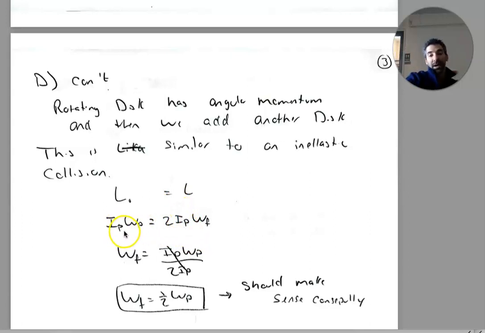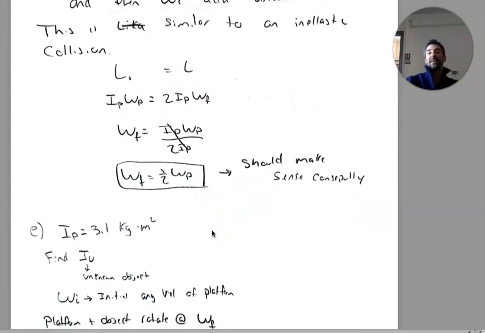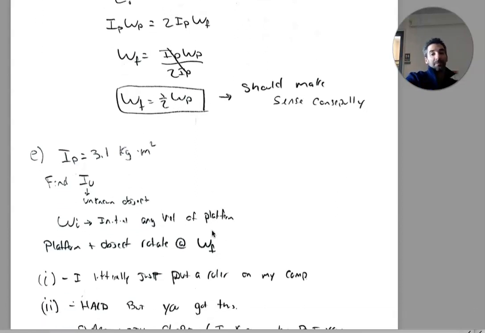identical. So angular momentum is I times omega. And then from there, it's just simple algebra. And again, it should make sense that the final angular velocity of 2 disks is equal to half of the initial because it's got twice the mass.